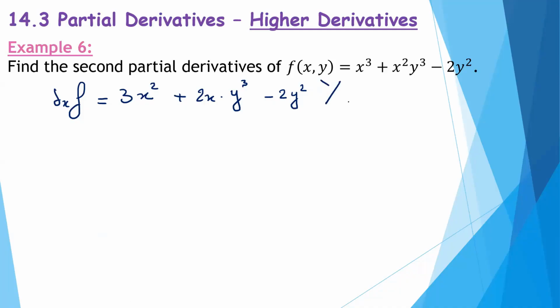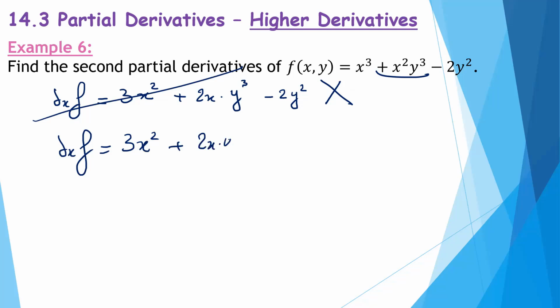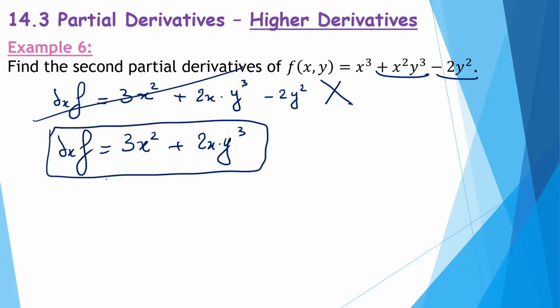No, false. And again, this is false. So the derivative of x cubed is 3x squared, okay. The derivative of that, x varies, y is constant, is 2xy cubed, okay. What is the derivative of minus 2y squared? This is 0 because there is no x here. So this is dxf. Yeah, right. Okay, so be careful, this is false.